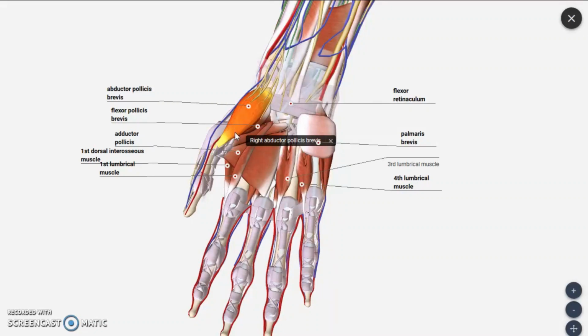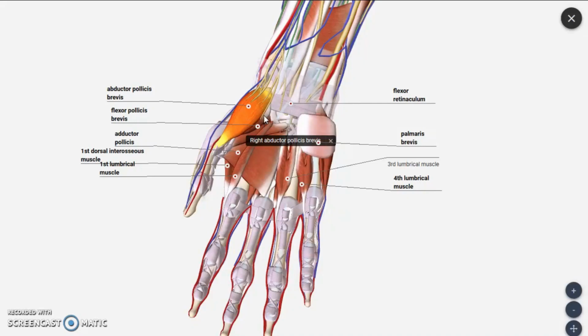abductor pollicis brevis. In the extensor compartment of the forearm we have seen abductor pollicis longus. As I said, we will have a paired muscle for this which is smaller and has the same function, and that muscle you are seeing here is abductor pollicis brevis. So from lateral to medial, the first muscle you are seeing is abductor pollicis brevis.